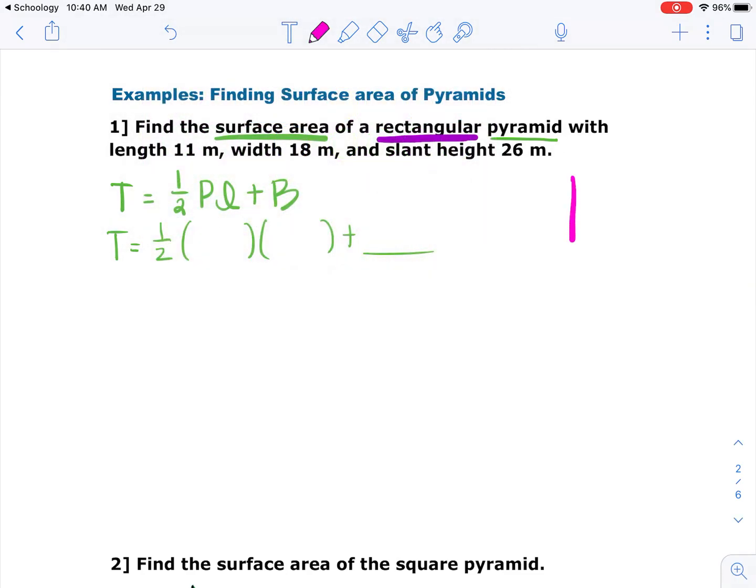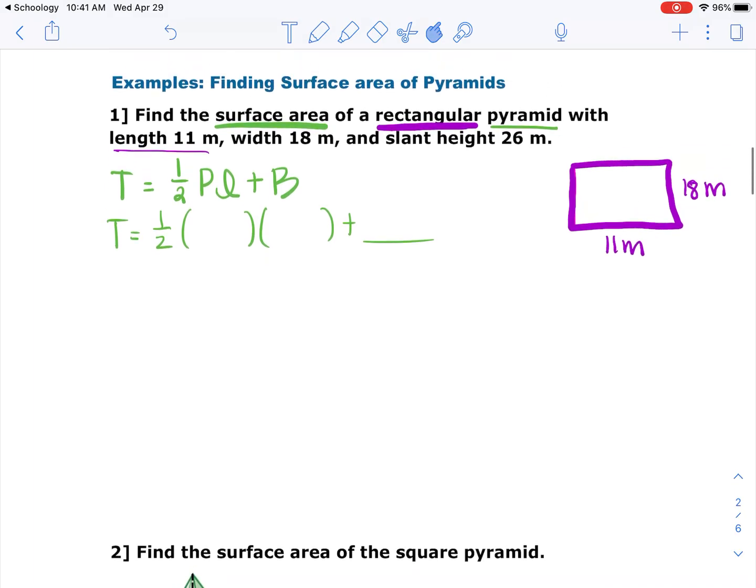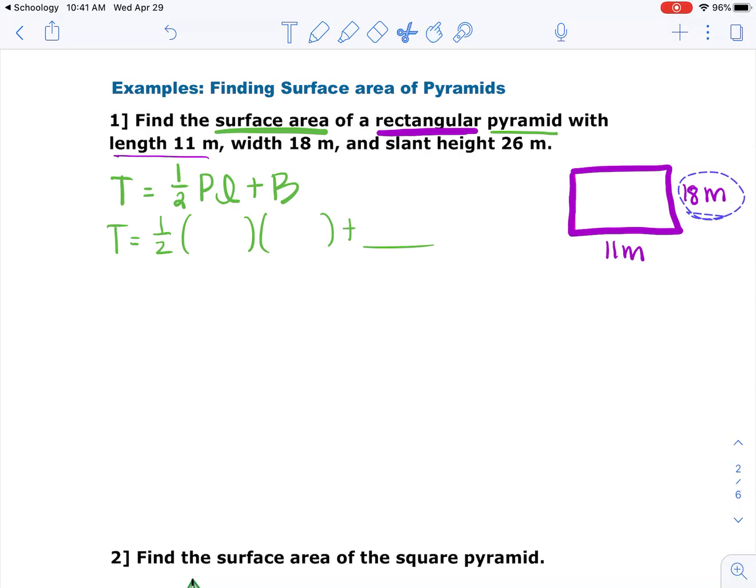So I'm going to draw the base, which is a rectangle. I'll do that in purple since I underlined it in purple. It's a rectangle, and it has a length of 11 meters and a width of 18 meters. Now, my bottom piece looks longer than my height piece. So you can switch them or keep them where you are. It's not to scale, it's your representation, but I have OCD, so I'm switching them.